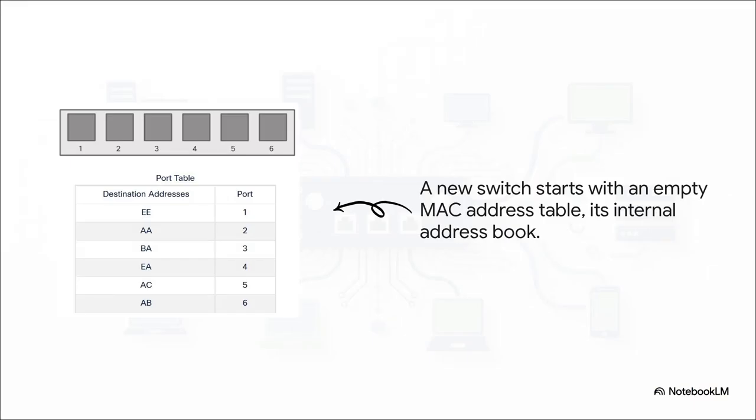Picture this. You take a brand new switch right out of the box and you plug it in. At that moment, it knows absolutely nothing. Zero. Its internal address book, which has the fancy name of a MAC address table, is completely blank. It has no idea what computer or what printer is plugged into any of its ports. It's a total clean slate.